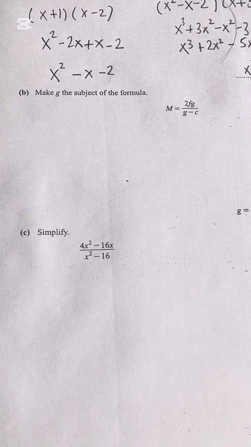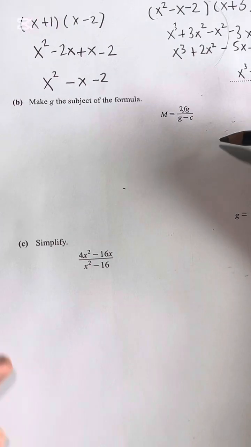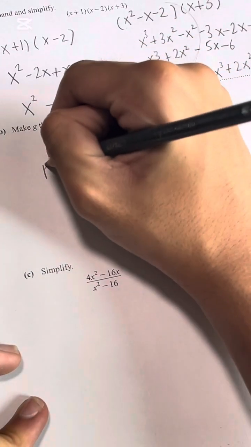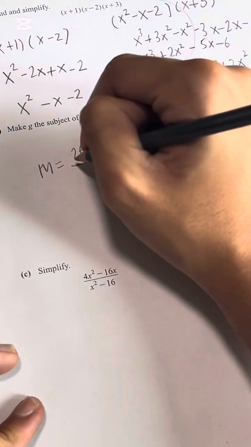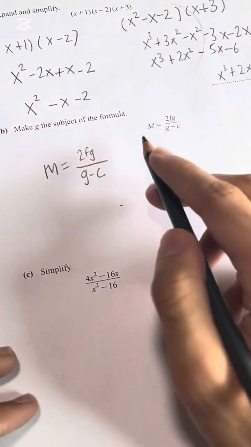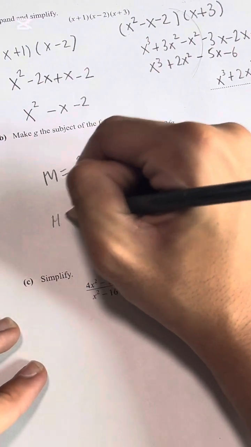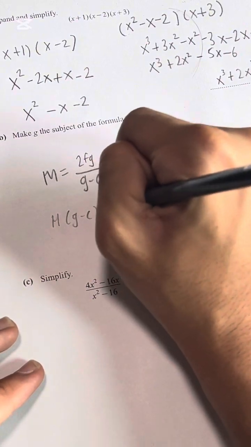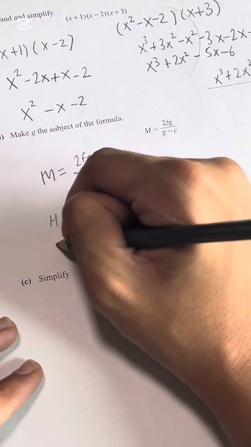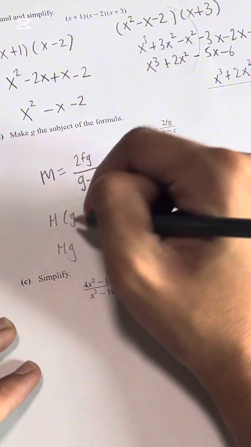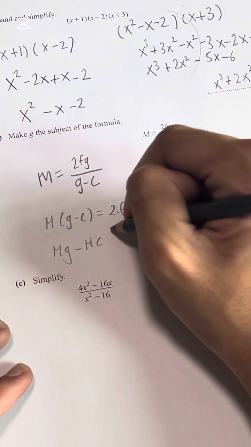So now we need to make g the subject of the formula where m equals 2fg over g minus c. So I'm going to copy this equation out. M equals 2fg over g minus c. So now I'm going to multiply both sides by g minus c. So we have m times g minus c equals 2fg. And then we can expand this side. So we have m times g equals mg. And then m times c equals mc, minus mc equals 2fg.